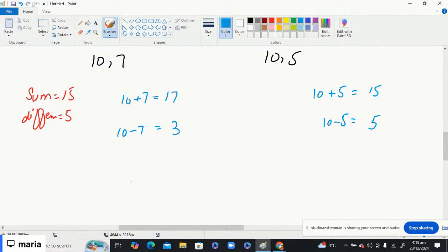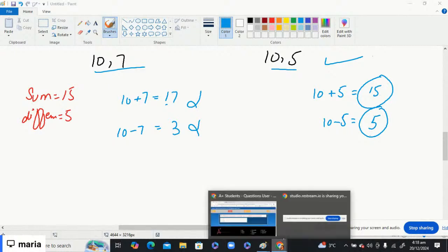So check it out. In which option are the two conditions fulfilled? That is 10 and 5. For this answer the sum is 15 and the difference is 5, but here the sum is 17 and the difference is 3, so this is wrong. So it's 10 and 5.